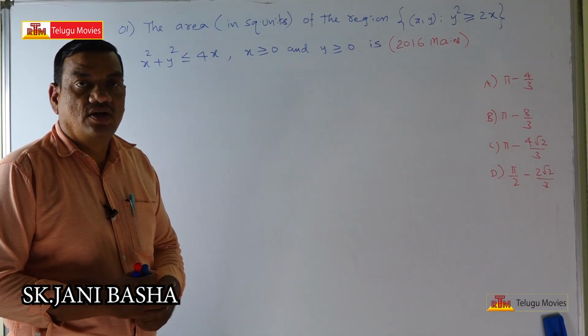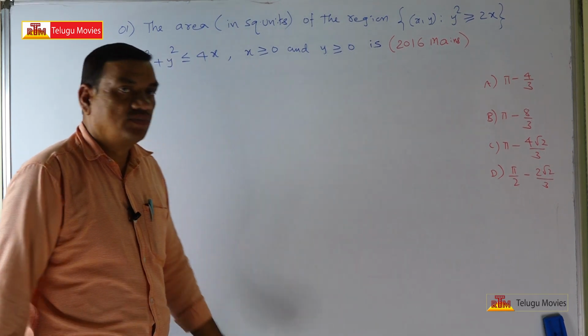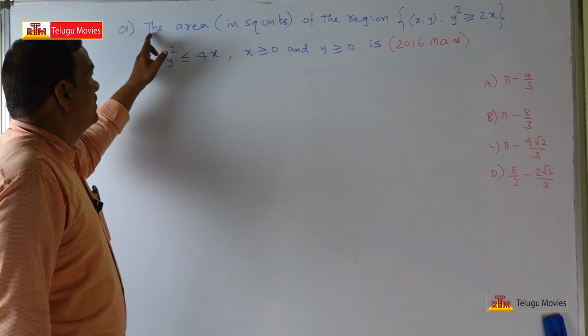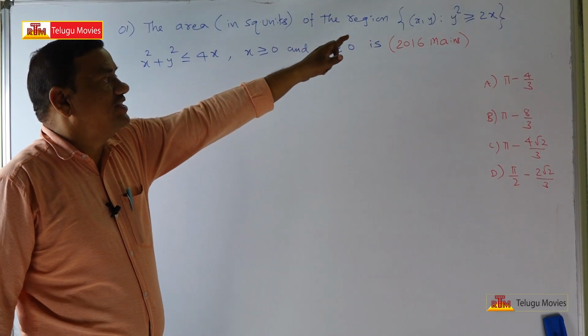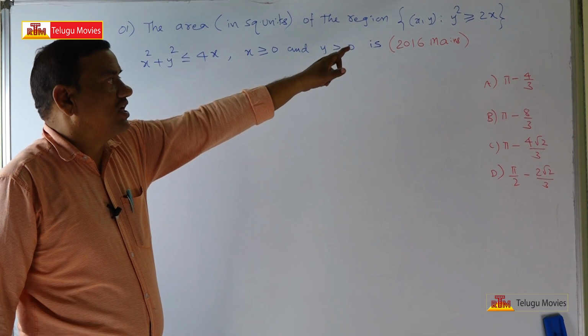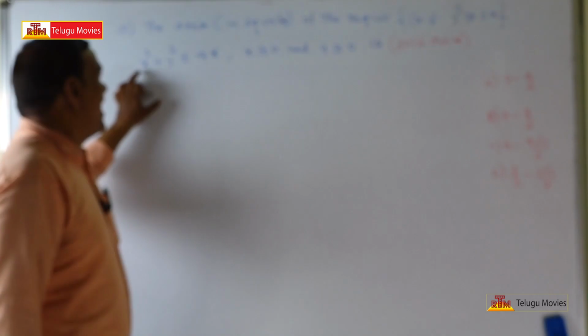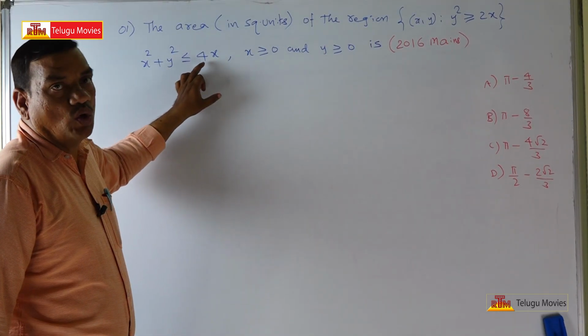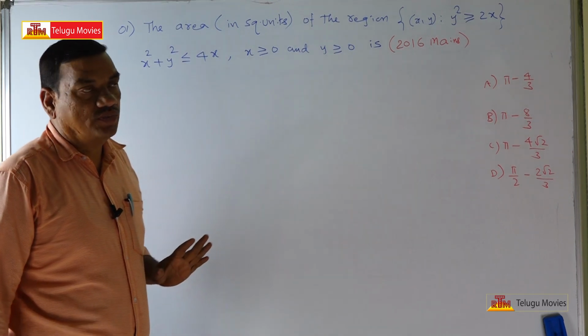Dear students, welcome to the first problem of today's class. The first problem is the area, of course in square meter units, of the region (x, y) such that y square greater than or equal to 2x, x square plus y square less than or equal to 4x, x greater than or equal to 0 and y greater than 0.